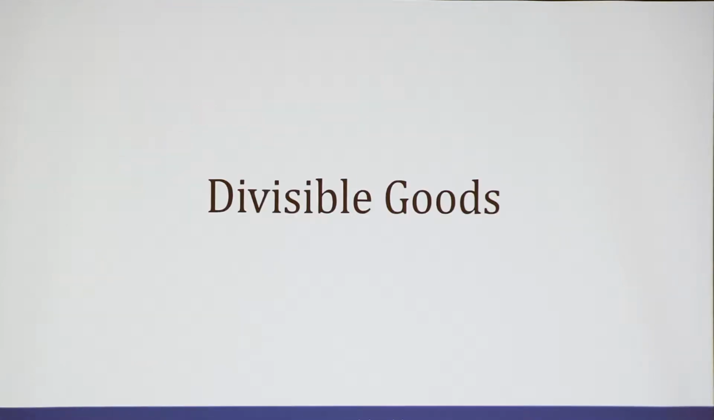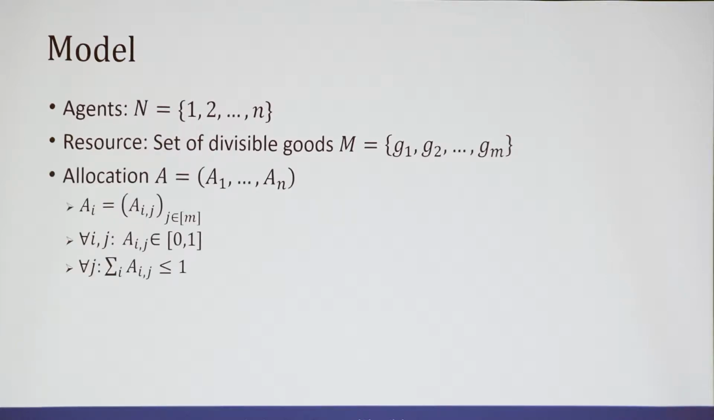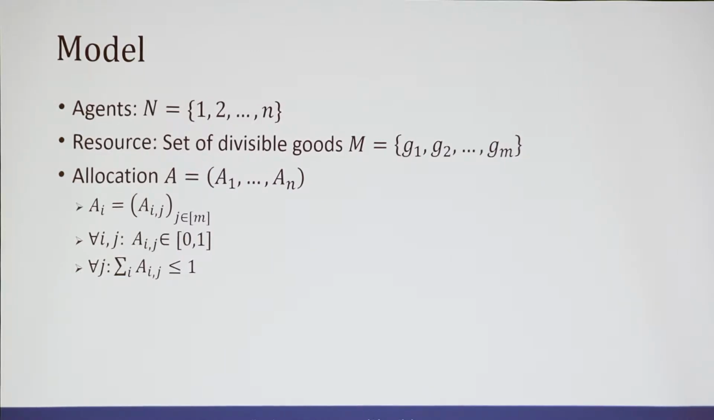Okay, so let's get going and talk about divisible goods. What do I mean by this? Once again, we're going to have n agents, 1 through n. Instead of a cake, we're now going to have a set of m divisible goods, which we'll call G1 through Gm. Again, we're going to have allocations, and allocations will just be partitions of this set of goods. Allocations are going to be written as vectors here. So A_i, the allocation of agent i, is an m-length vector denoting what fraction of each good agent i receives.